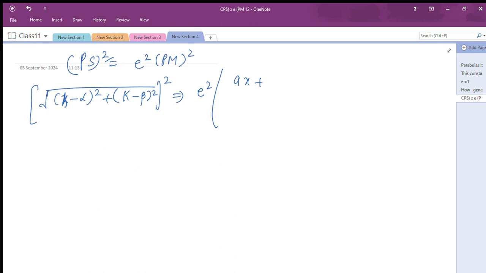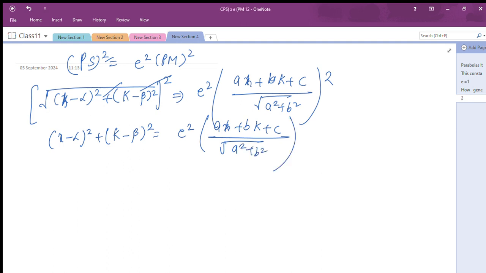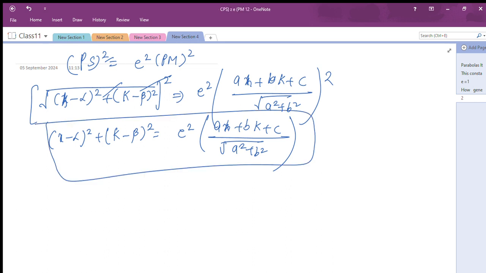bx plus ah plus bk plus c upon a square plus b square whole square. So you can write x minus alpha whole square plus k minus beta whole square equal to e square times ax plus b ah plus bk plus c upon under root a square plus b square. This is the equation of the parabola, a 2-degree equation in the xy plane.